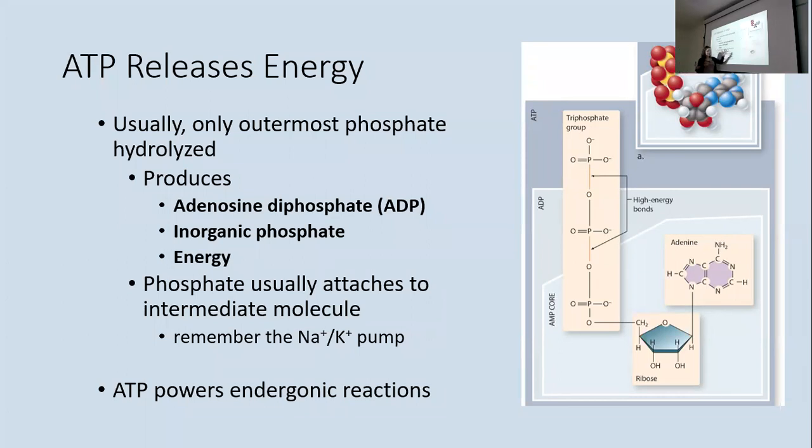And of course, when that happens, we add water, a phosphate breaks off, and we're left with an inorganic phosphate, this adenosine now diphosphate, and then that released energy. And usually that phosphate that gets broken off gets stuck to some part, an intermediate molecule in the reaction that we're powering. So if you remember the sodium pump, we had ATP that powered the pump and made it open. And when we broke that phosphate off, it stuck right to the pump. We kind of saw that in that diagram. So that's normally how ATP behaves, powering these non-spontaneous reactions in the cell.